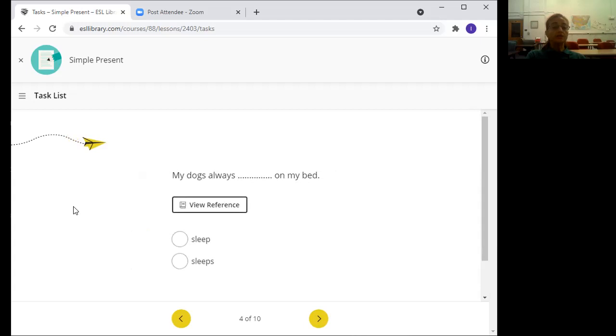My dogs always blank on my bed. The subject here is dogs, my dogs, and this is plural. Of course, we don't need an S at the end. So we're going to choose sleep. My dogs always sleep on my bed.